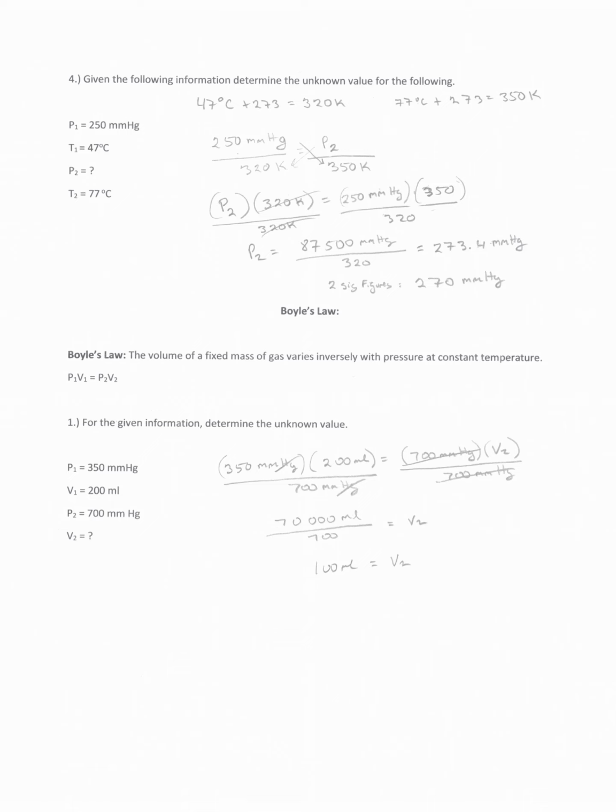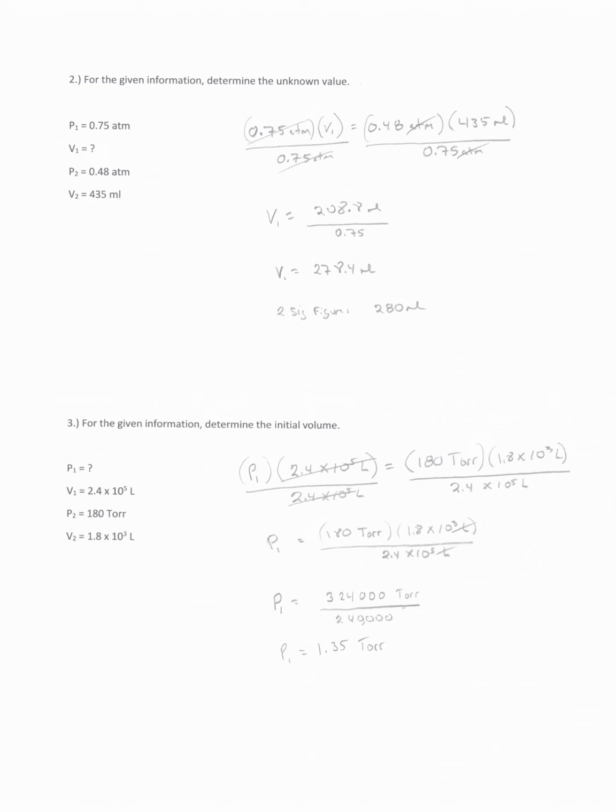And then we go into Boyle's law. Boyle's law states that the volume of a fixed mass of a gas varies inversely with pressure at a constant temperature. So if the volume goes down, the pressure is going to go up. If the volume goes up, the pressure is going to go down. So our first question, the final volume is the unknown, and the answer is 100 milliliters. Number two, the initial volume is the unknown, and the answer is 278.4 milliliters.